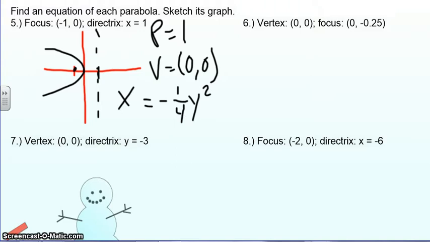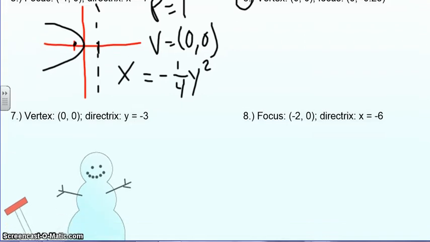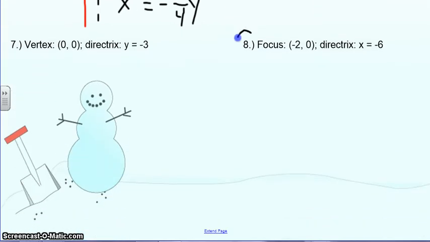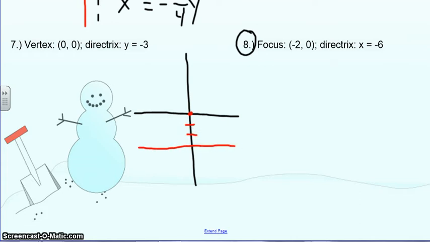Okay, I'm going to have you guys try number 6. I'm going to do one more. I'm going to do number 7, and I'm going to have you guys try number 8. So let's take a look at number 7. I'm going to draw a little picture. I got the vertex is at 0, 0, and the directrix is at y equals -3. So y equals -3 means it goes through the y-axis. So right away, I know p is 3 because it's 3 away from the vertex. Okay, so that means the focus has to be the opposite direction, 3 up.